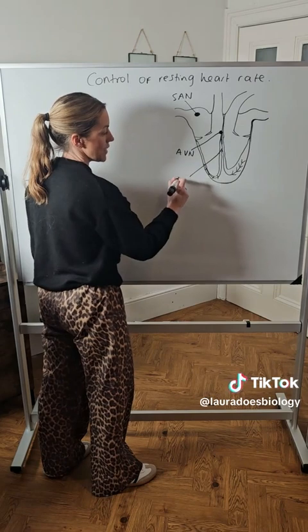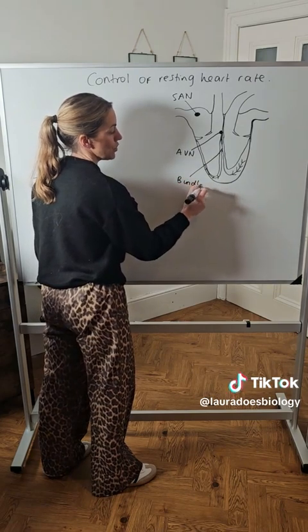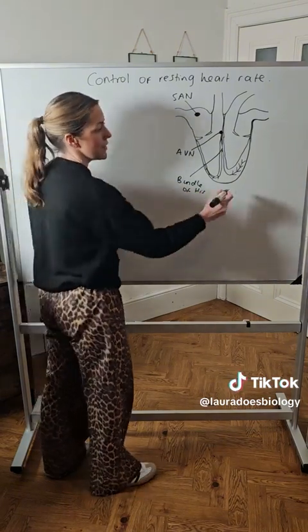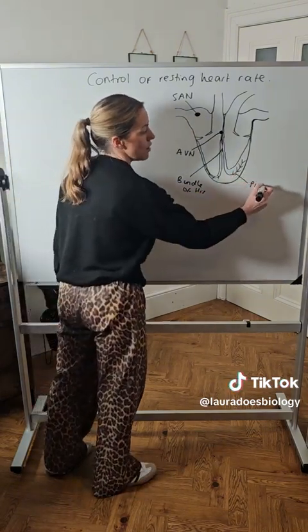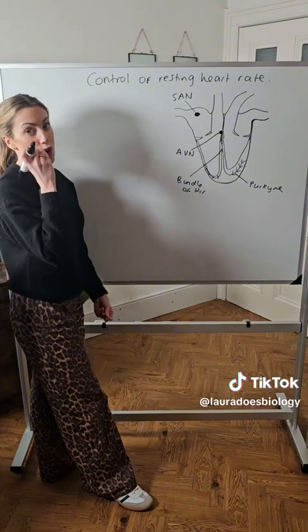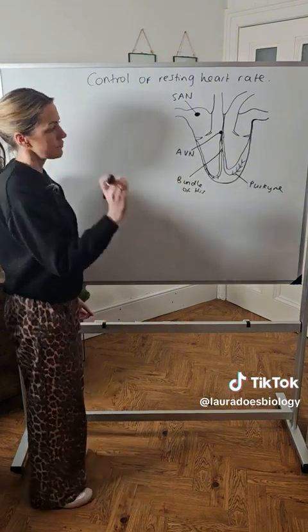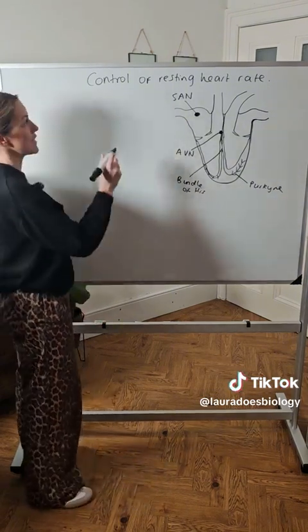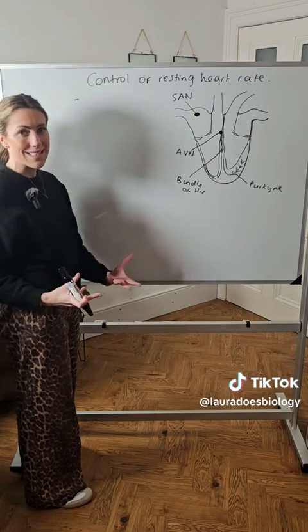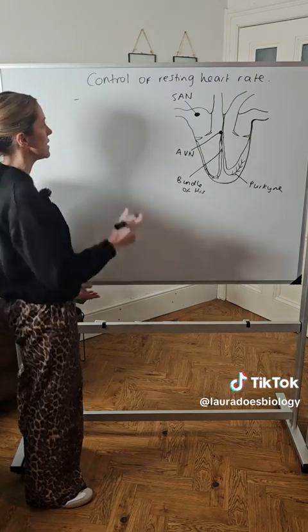Here in the septum, we've got the bundle of His, which is a bundle of conducting fibres. And then we've also got the Purkinje fibres as well, which spread across the walls of the ventricles. So let's go through how our heart rate is controlled. And this is just control of resting heart rate, so not thinking about exercise or chemo or baroreceptors.